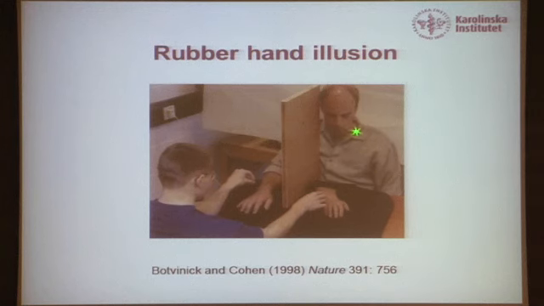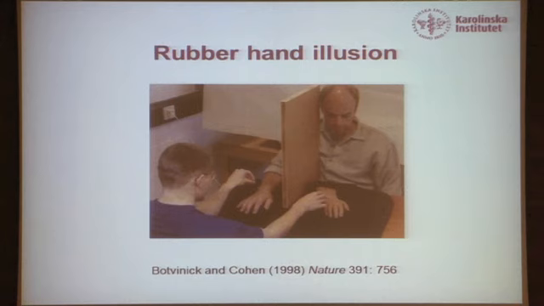So this is the test subject. He's sitting here, and he's looking at this fake dummy hand, a plastic hand. And the real hand is here, hidden behind the screen, so you can't see it. Then the scientist is simultaneously touching the two hands like this, synchronizing the touches as perfectly as possible.